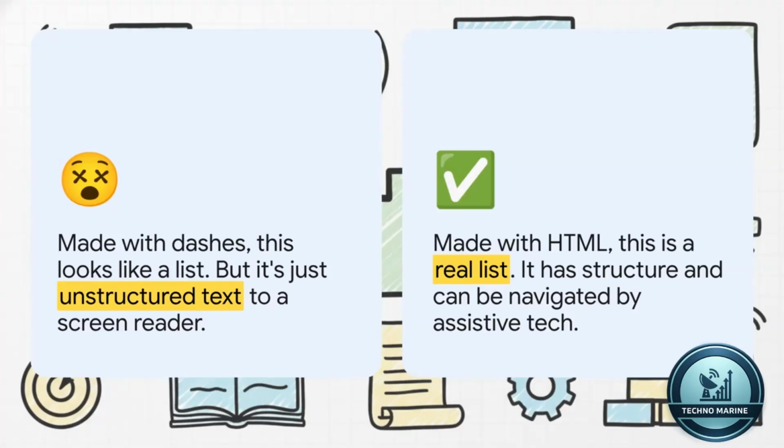So check this out. Visually, these two lists look pretty much the same, don't they? One's got dashes, one's got bullets. You and I can look at this and get it instantly. But for something like a screen reader, which people with visual impairments use, the list on the left is just random lines of text. The one on the right, though, it's a real list. It gets announced as a list. That's the crucial difference. Looks are not the same as meaning.